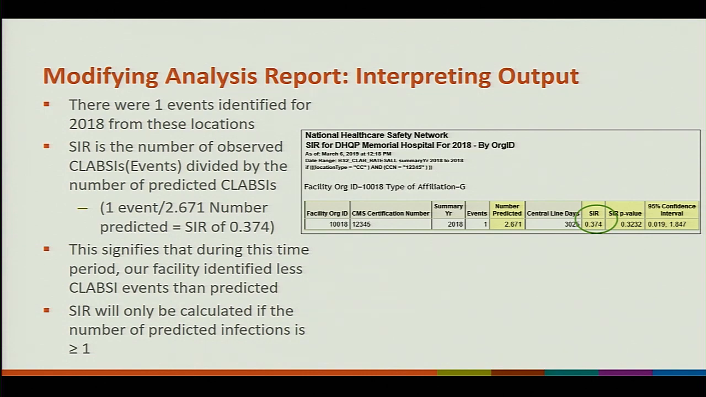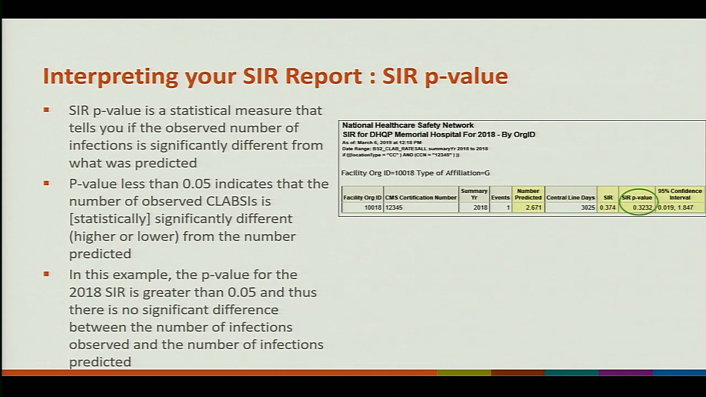And then again, we'll repeat this throughout the week, that SIRs will only be calculated if the number of predicted infections is greater than or equal to 1. The p-value. So this is also on the SIR reports. It's a statistical measure that tells you if the observed number of infections is significantly different from what was predicted. So by our definitions of how we use the p-value, anything less than 0.05 indicates that the number of observed CLABSIs is statistically significantly different from the number of predicted.